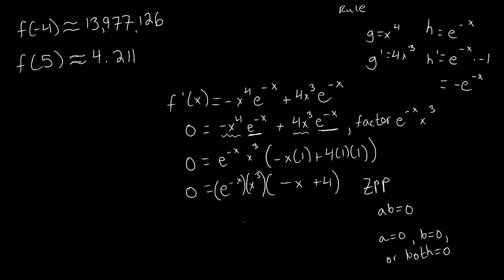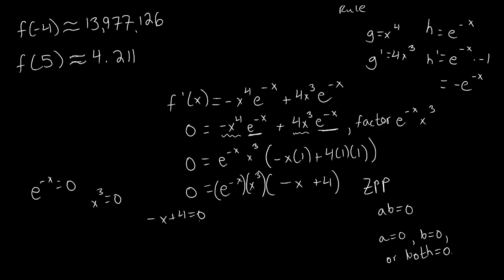That means that we can set each of these individually equal to 0 and solve for the values of x that make each individual thing 0 in their own right, and those will give us our critical points for our derivative. Okay, so let's go ahead and do that. We have e to the negative x equals 0, x cubed equals 0, and negative x plus 4 equals 0.